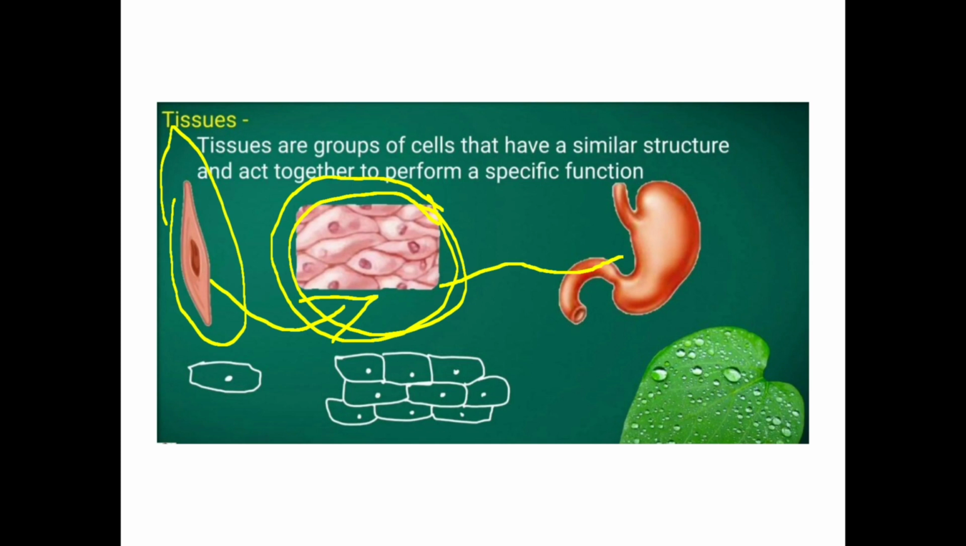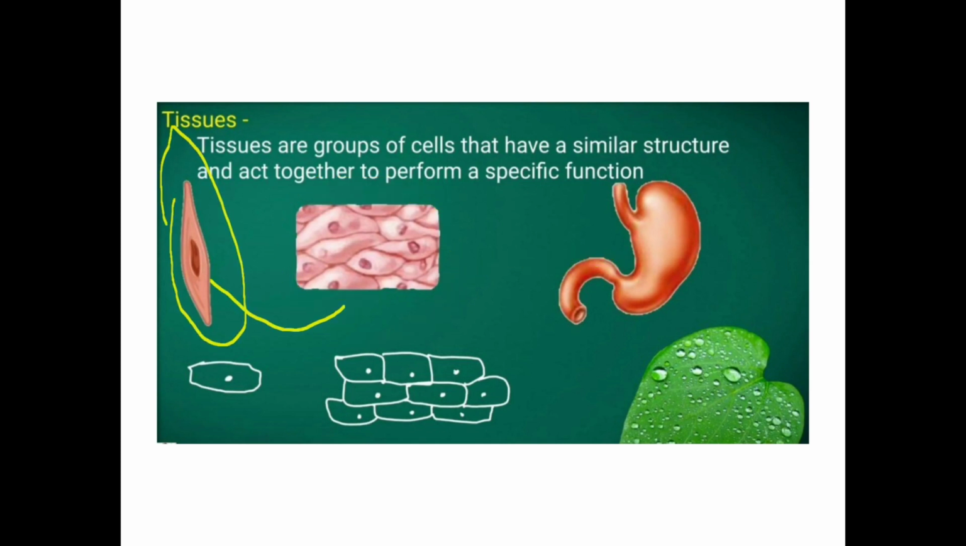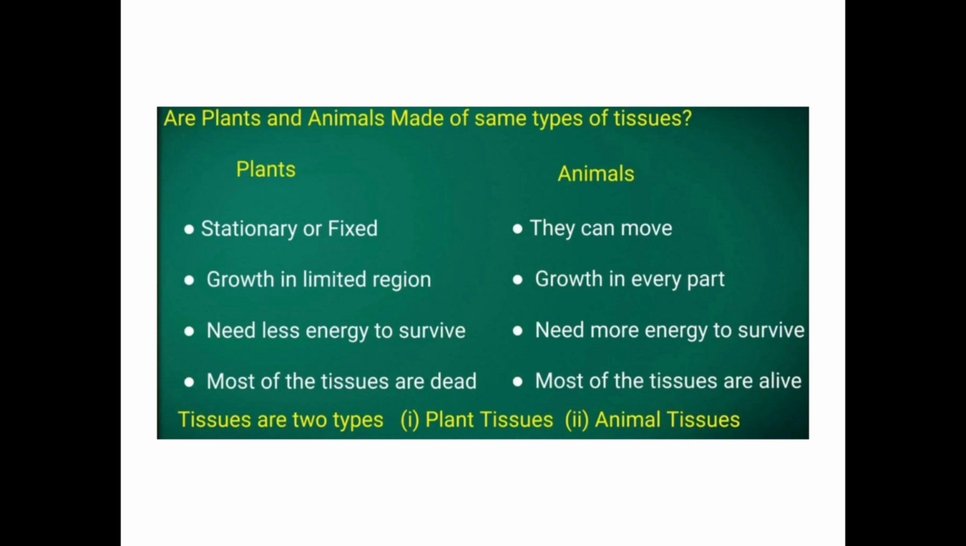This group of cells we call a tissue, and so many tissues together become an organ. This is an organ, and this organ will do a specific function. So a tissue is a group of cells that have a similar structure and act together to perform a specific function.